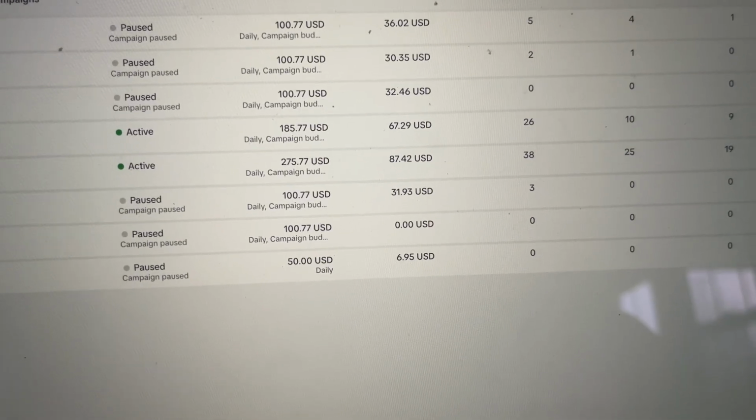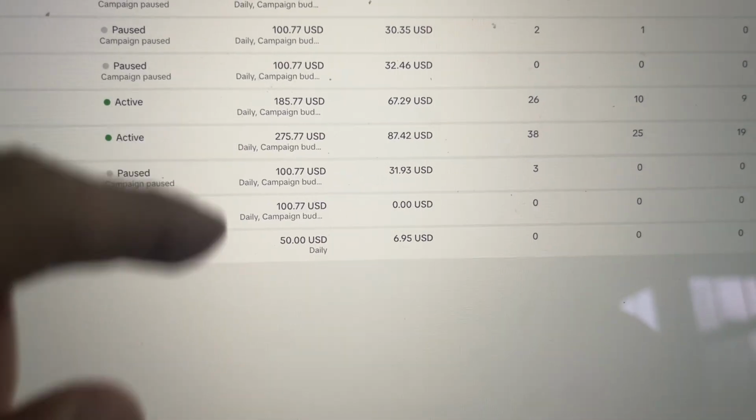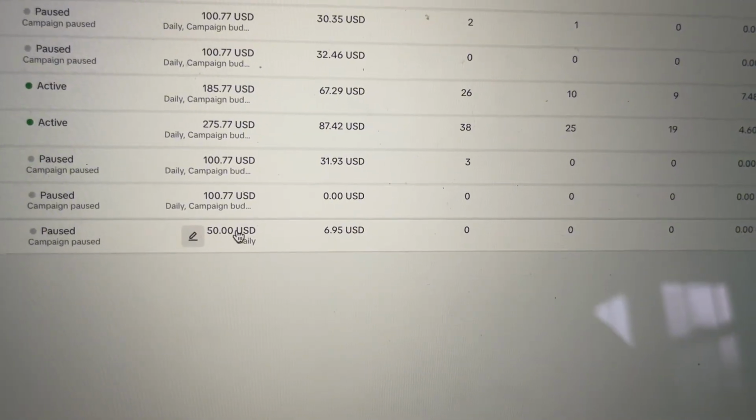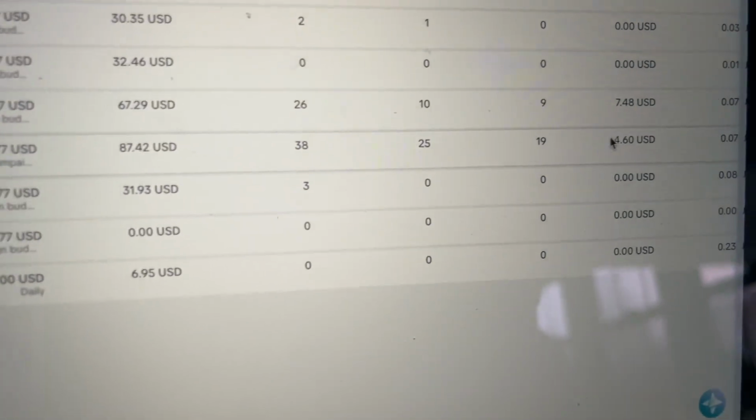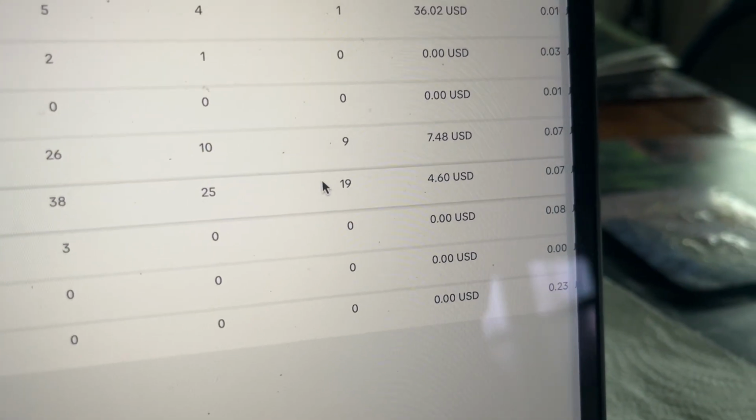Still running these 2 campaigns. I bumped this bottom one up and I'm going to bump it again in a second because look at this. This is insanely profitable. $7 per sale and then $4 per sale.